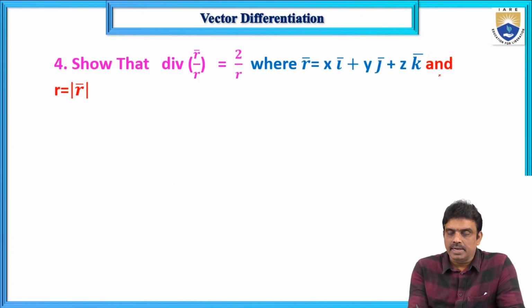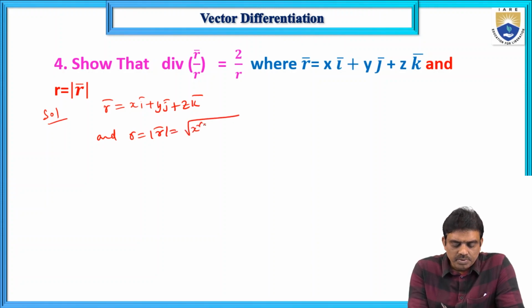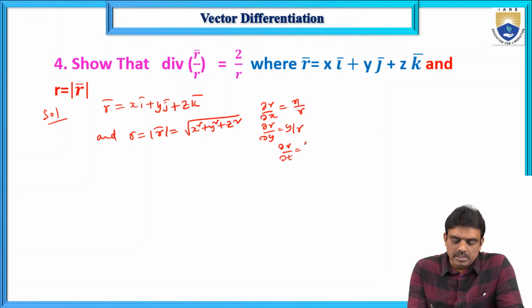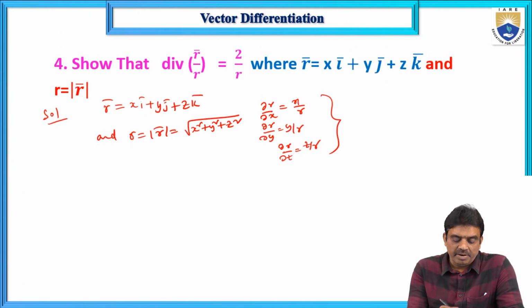So already we have seen r bar is x i bar plus y j bar plus z k bar and r is equal to the magnitude of r bar. Everything is clear. So I will write once again the given solution. Given r bar is x i bar plus y j bar plus z k bar and r is equal to the magnitude of r bar, that is root of x square plus y square plus z square. And what are the elements? Already we know dou r by dou x is x by r, dou r by dou y is y by r, and dou r by dou z is equal to z by r. How to get these values has already been explained in the previous problems.